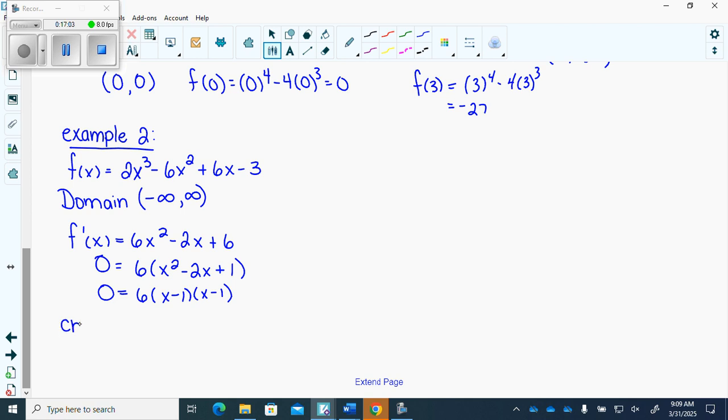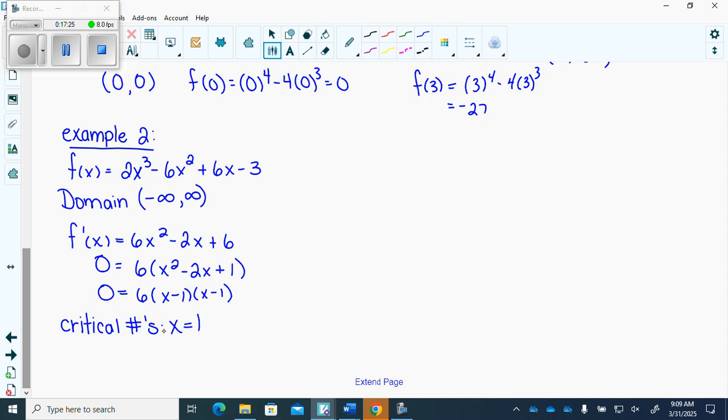So the critical number, sometimes they just ask for the critical numbers. Well, there's only one. It's x equals 0. Sometimes that's the question. Sometimes it's literally what are the critical numbers of the first derivative.